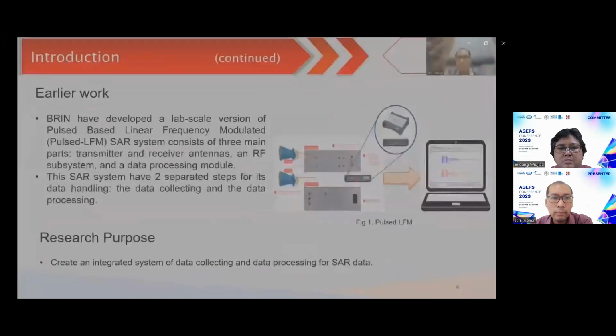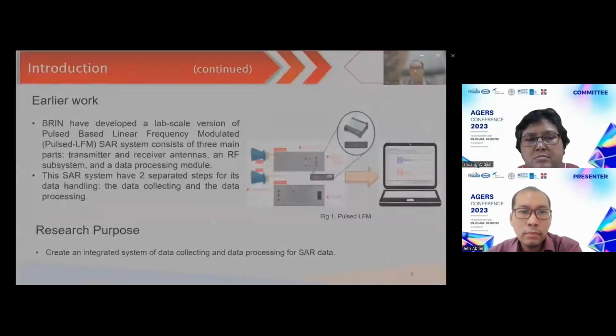In earlier work, Brin developed a lab-scale version of a pulse-based linear frequency modulated, or pulse LFM, system consisting of three main parts: the transmitter and receiver antennas, an RF subsystem, and a data processing module. The subsystem has two separate steps for data handling: data collecting and the data processing unit. This research proposes to create an integrated system of data collecting and data processing for SAR data as one system.